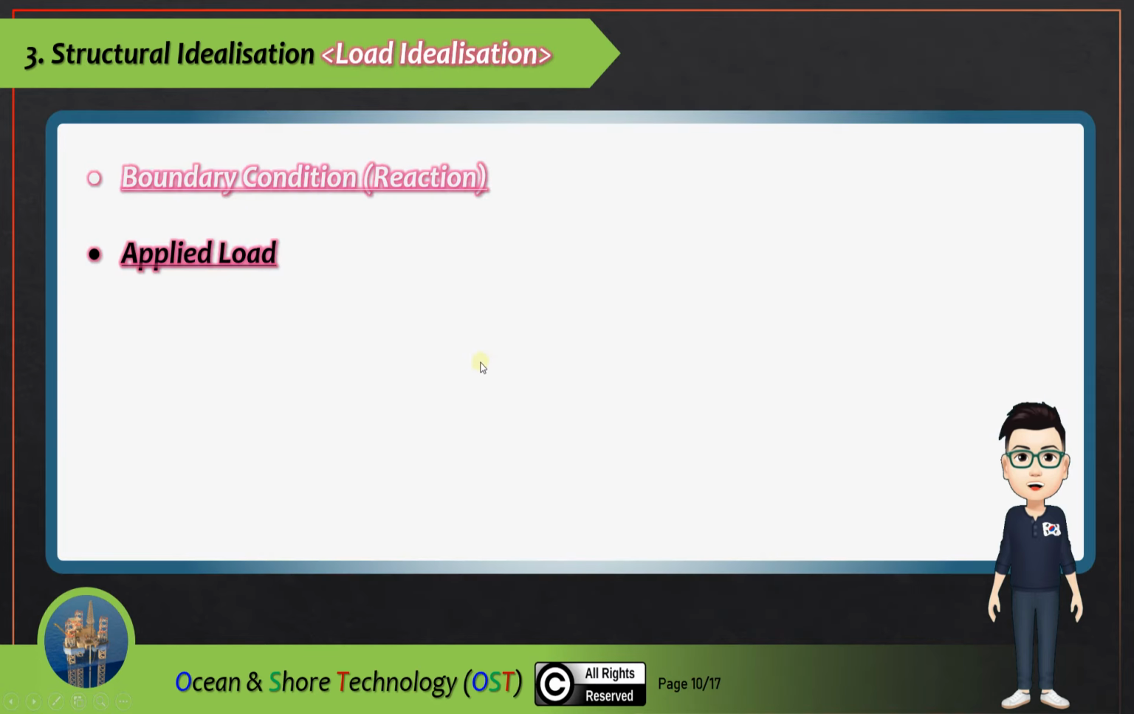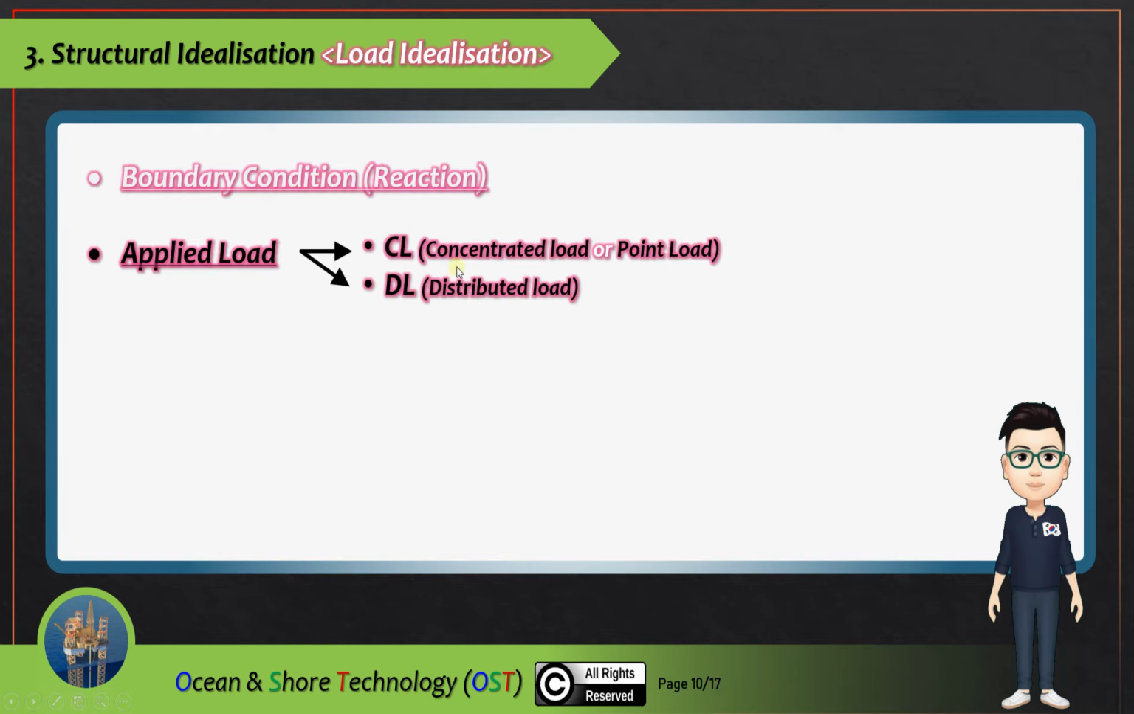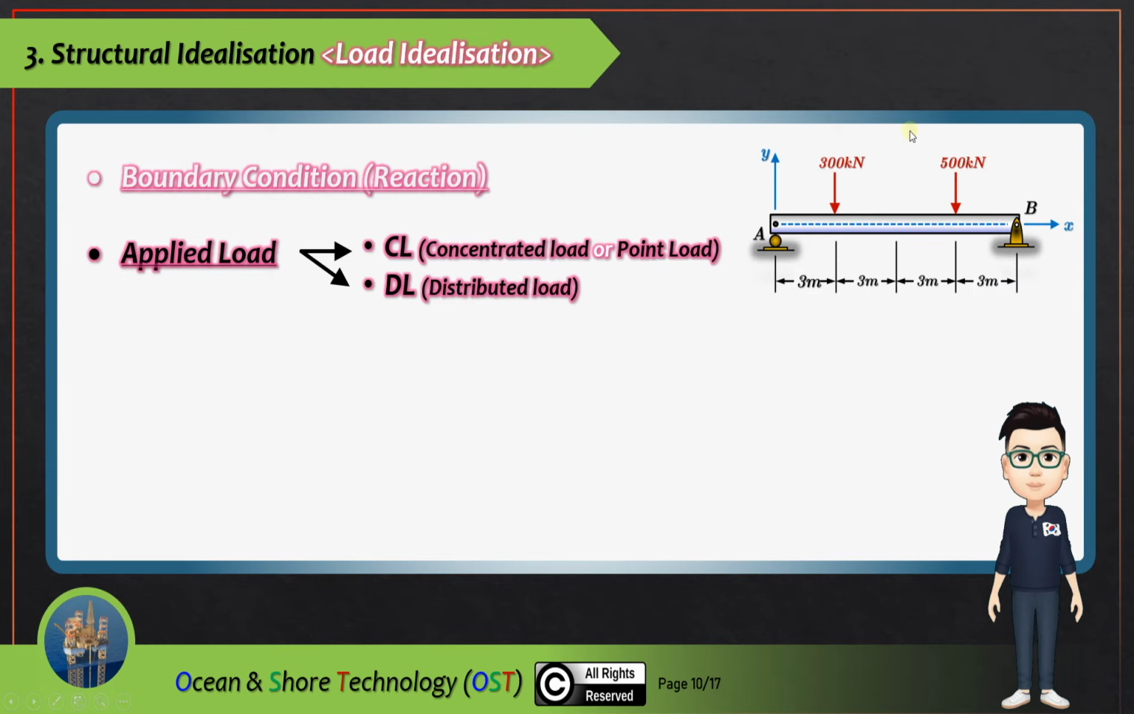And if you focus on the applied load again, that is the concentrated load or the point load, we also have the distributed load as well. So this might be a good example. This is the beam with simply supported boundary conditions, and they have applied two different amounts of load, 300 and 500 kilonewton. The shape is like the concentrated load, and in the case of distributed load, of course, we have the uniformly distributed load and the non-uniformly distributed load.